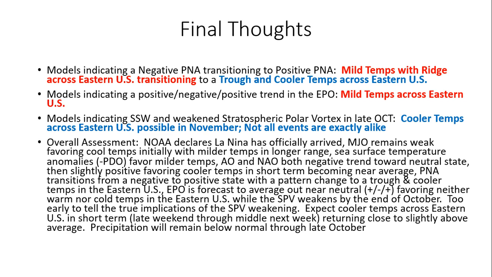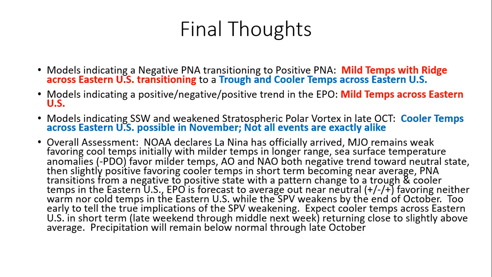That's going to favor cooler temperatures in the short term, but then those cooler temperatures are going to be replaced by milder air, near average, even possibly slightly above average, depending on the magnitude of the positive phase for the AO and NAO. The Pacific North American, the PNA pattern, is going to transition from a negative to a positive state, with a pattern change again to a trough and cooler temps in the eastern U.S.